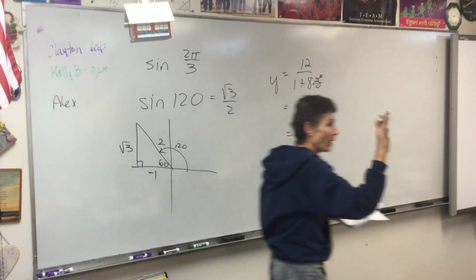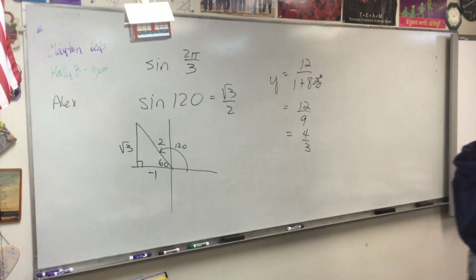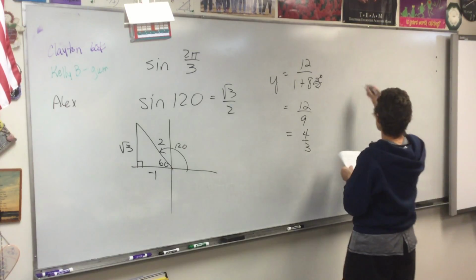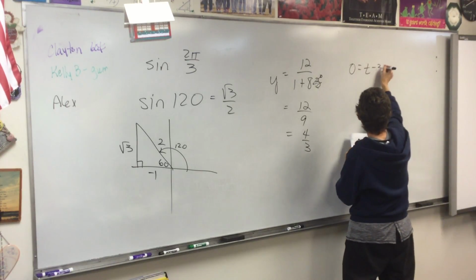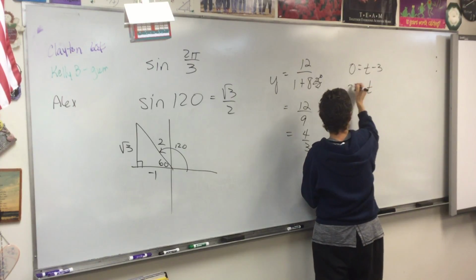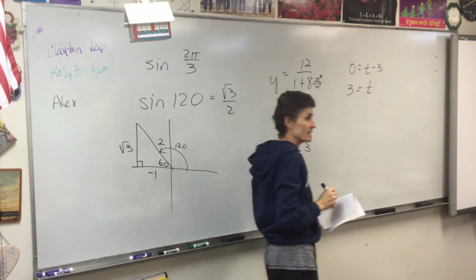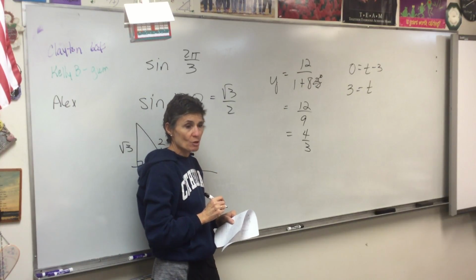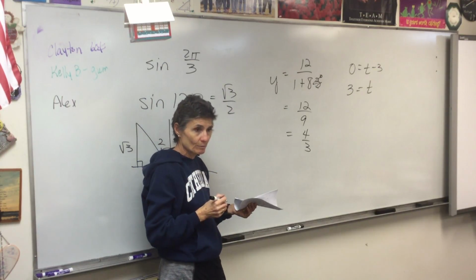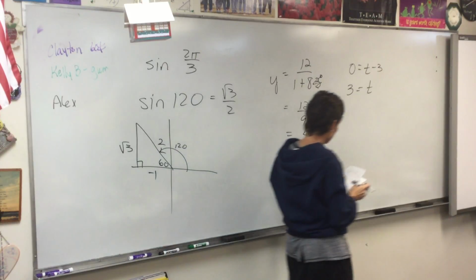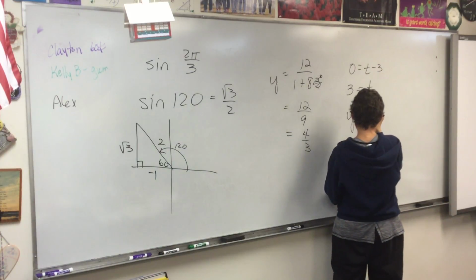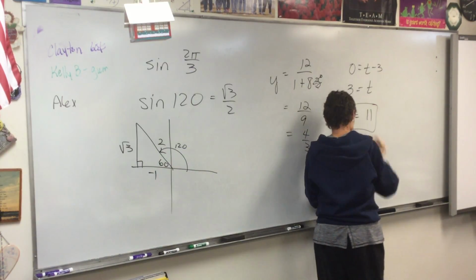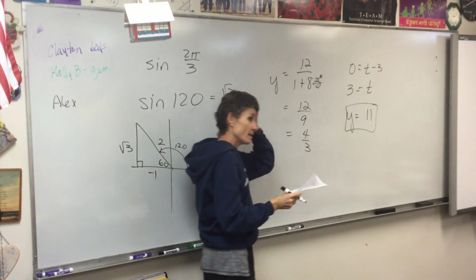How do we find a y-intercept? We let x be 0. So if we let x be 0, we have this, which means t equals 3. The y-intercept is a y value, though. So how am I going to get a y value? I'm going to let t be 3. So my y value is 11. 3 squared plus 2.